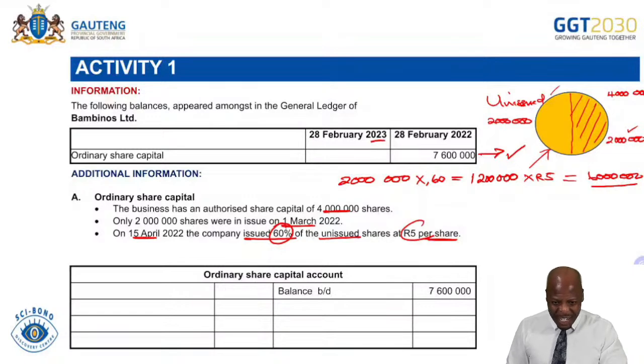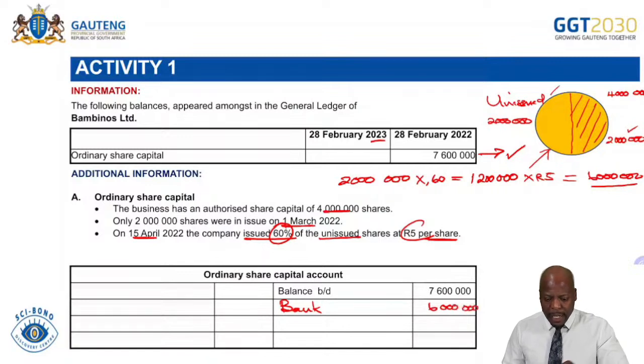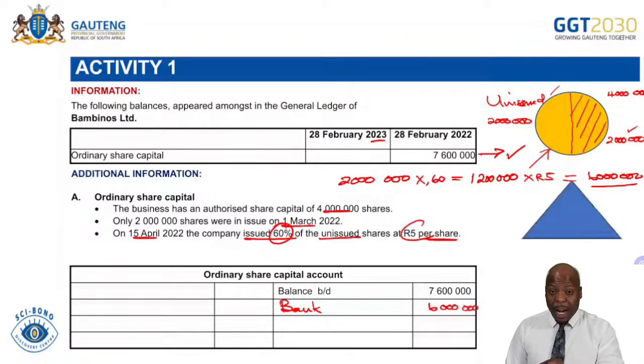What do we do? Let's go record it. And then we're going to come here and we're going to say bank, and then we record our 6 million over there. All right. Once we have that, it's going to make life very easy for us. I'm going to show you something as we go. You see that triangle? I'm going to explain that triangle in the next slide. If you want to know about that triangle, please come with me to the next slide.